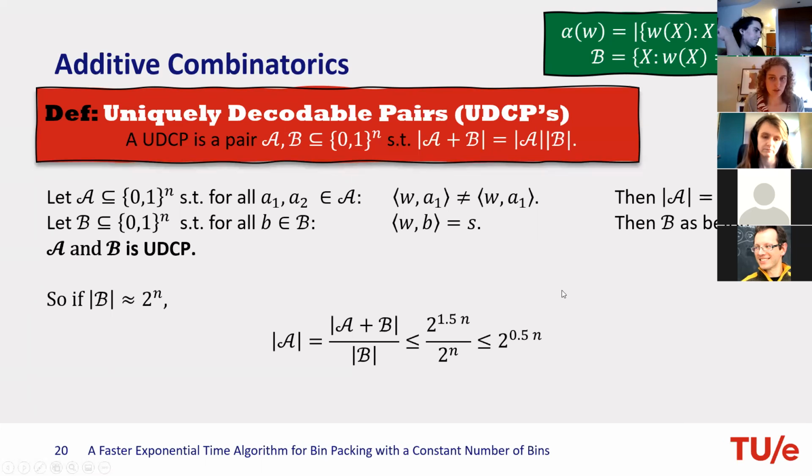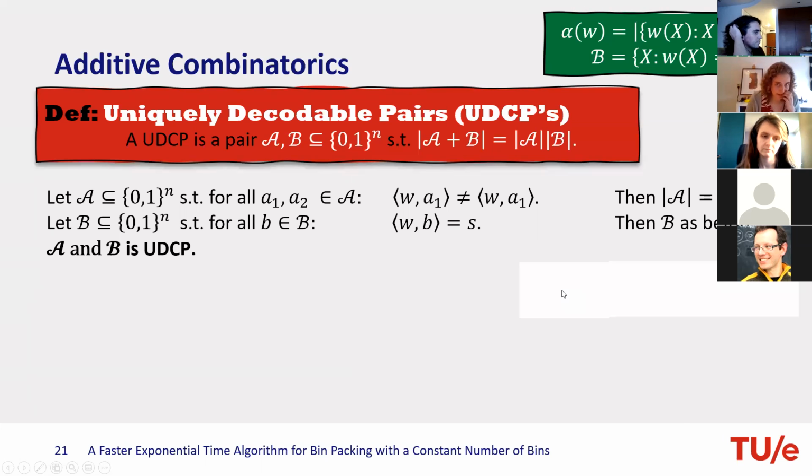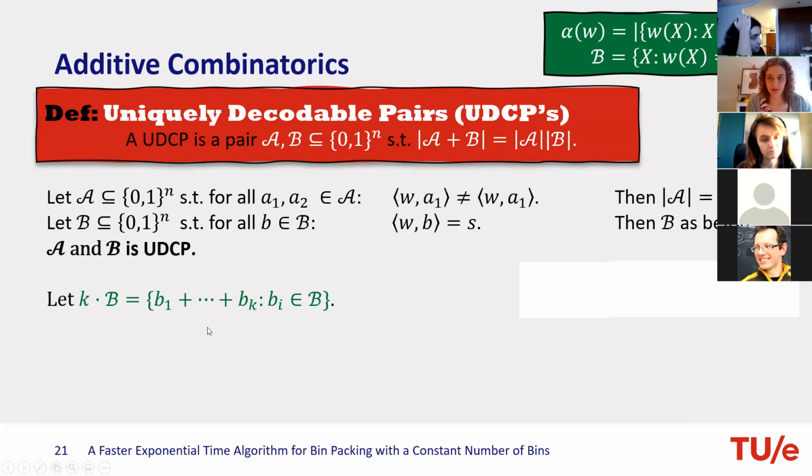But we need something stronger. And what we're going to use is a new set that I'm going to create, which is called k times b. So k times b is just adding k vectors from b. And the nice thing about k times b is, again, that its weights are all the same, because I just added up k things all having weight s. So the weight of anything in k times b is going to be k times s.